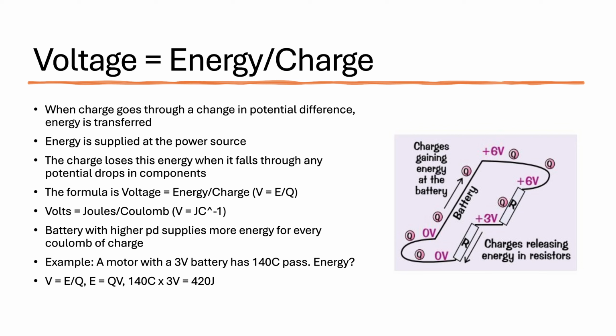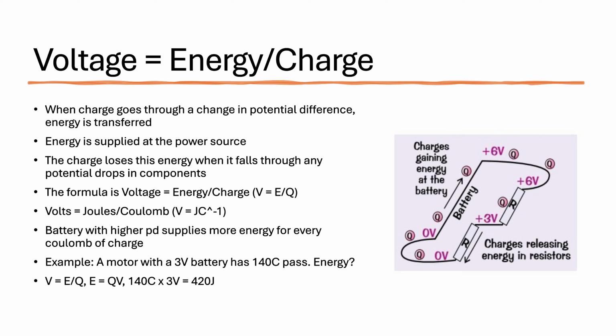So first of all, we've got voltage equals energy over charge. Basically, what this means is, as charge goes to the battery, it's the potential difference that supplies it with the energy. Energy is supplied at the power source. The charge then loses the energy as it's taken away by components such as resistors, right? So the formula is voltage equals energy over charge, which is volts equals joules per coulomb. Joules per coulomb is kind of another unit used for potential difference instead of volts a lot of the time.